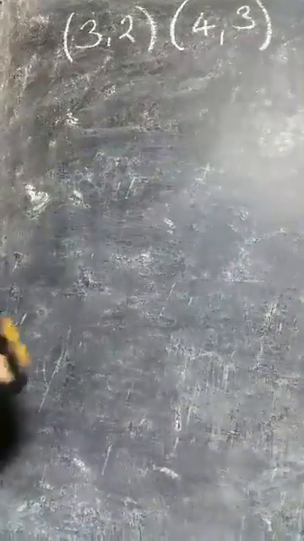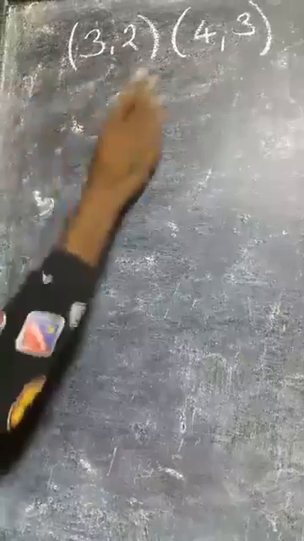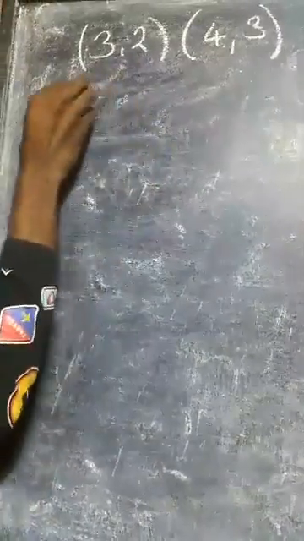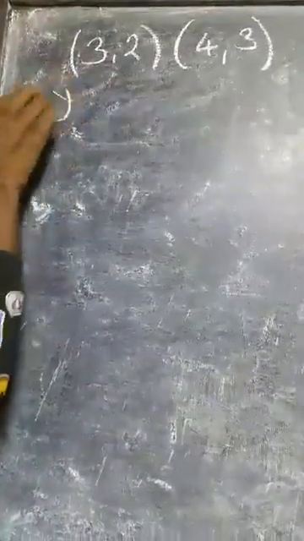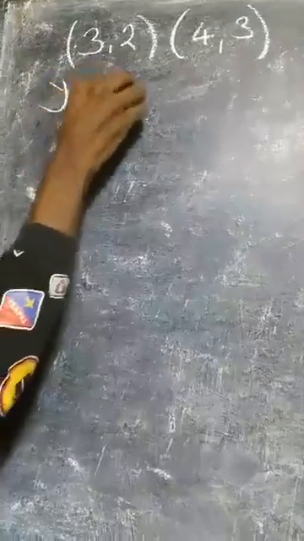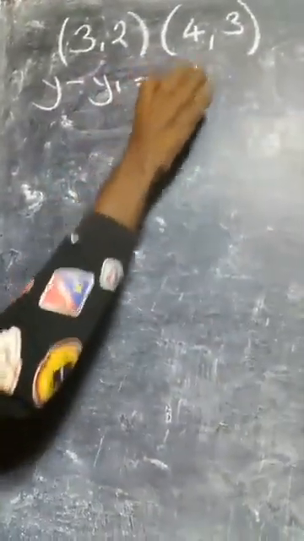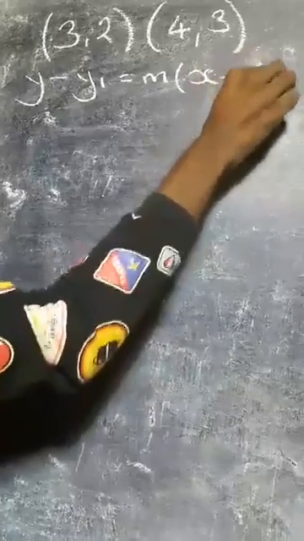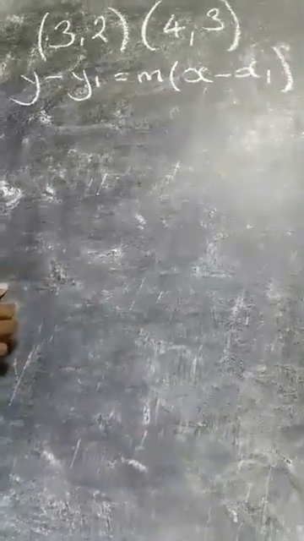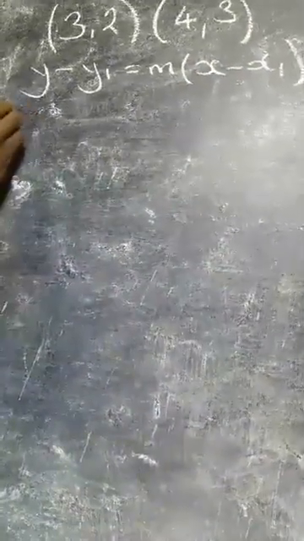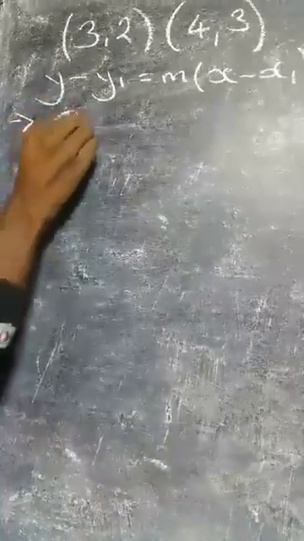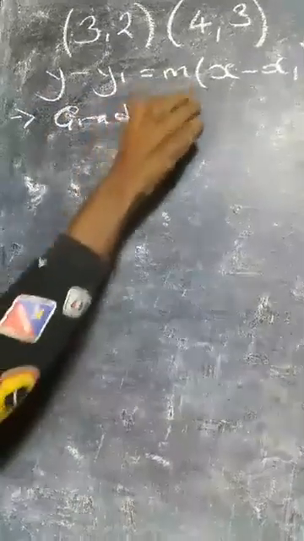So the second method that we are using to find this is y minus y1 is equal to m(x minus x1). For this one, step number one, you would have to find your gradient. We first find the gradient.